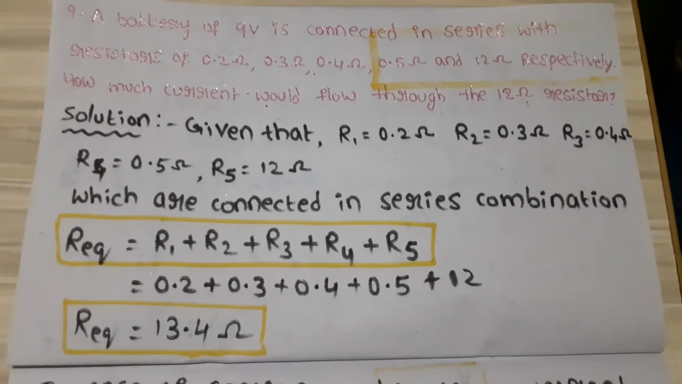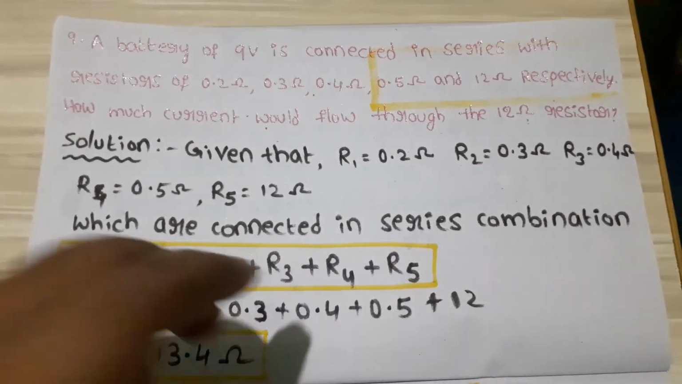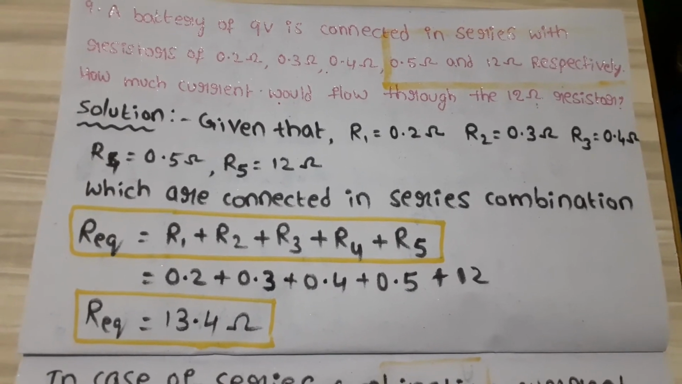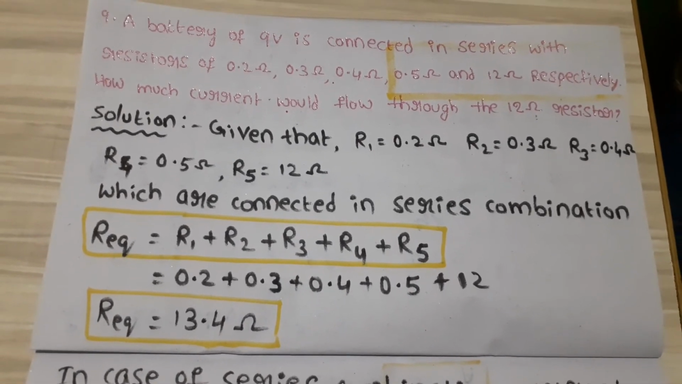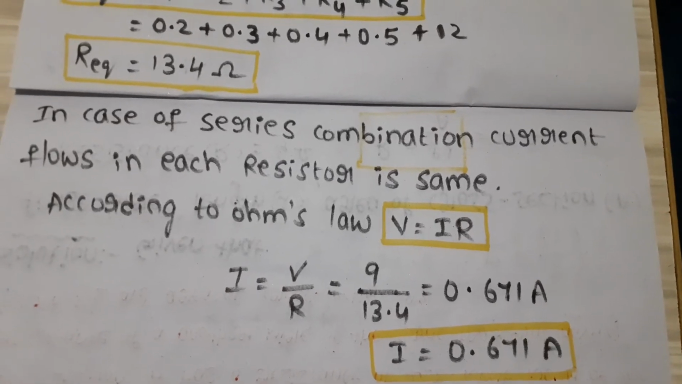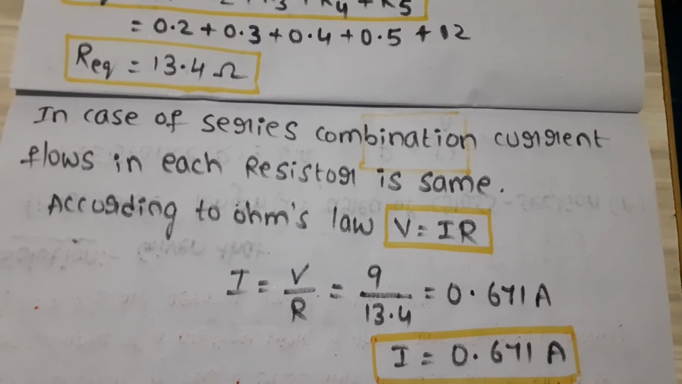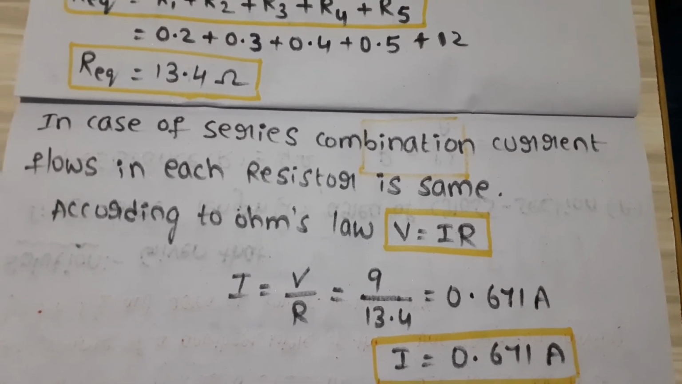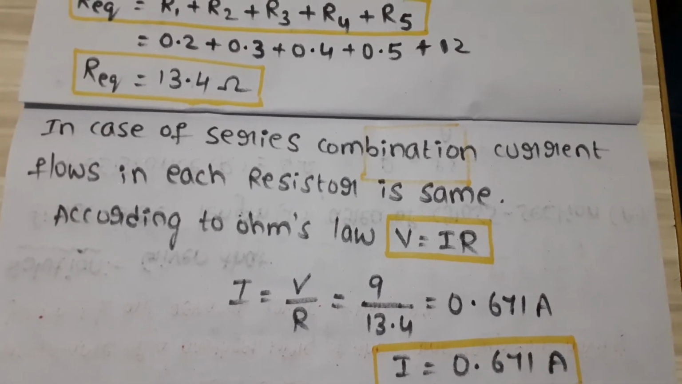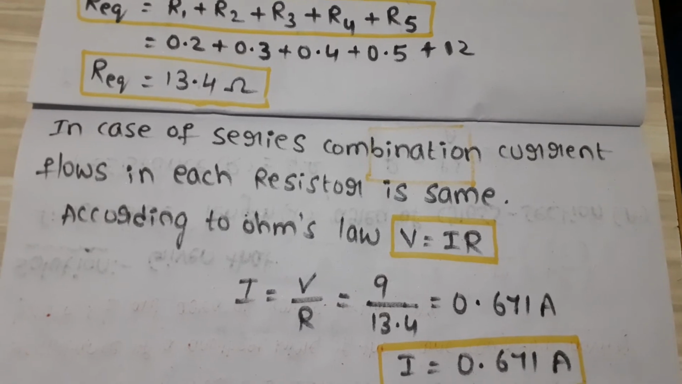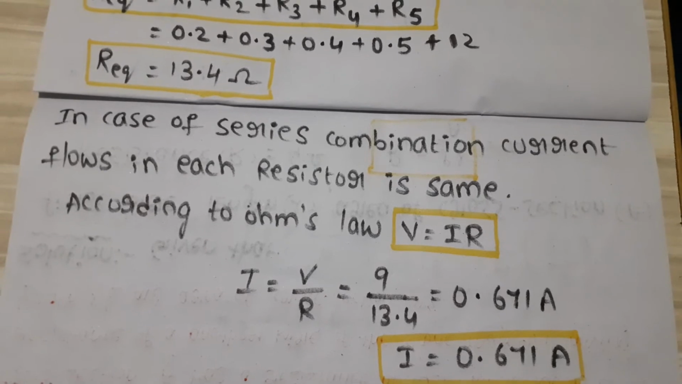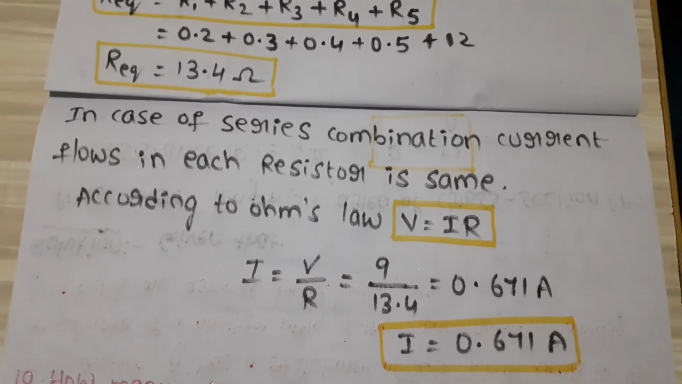But we have to find out how much current flows at the 12 ohms resistor. In case of series combination, current will be the same in each resistor. By using Ohm's law, V equal to IR, I am going to find the I value, V by R. Potential difference 9, equivalent resistance 13.4, 9 by 13.4, 0.671 ampere. That much current flows in the 12 ohms resistor.